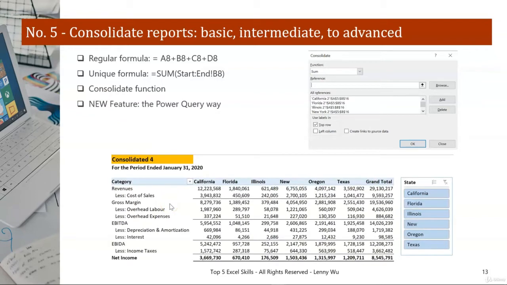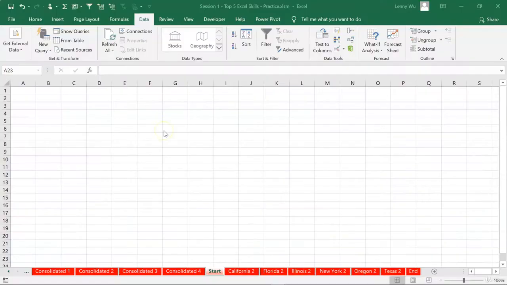The last consolidation method is to use the latest new feature in Excel, which is called Power Query. And this is considered by many to be the game changer in Microsoft Excel. Power Query used to be an add-in of Excel 2010 and 2013. Now it becomes an integral part of Excel. Power Query can be found under the Data tab, Get External Data section.